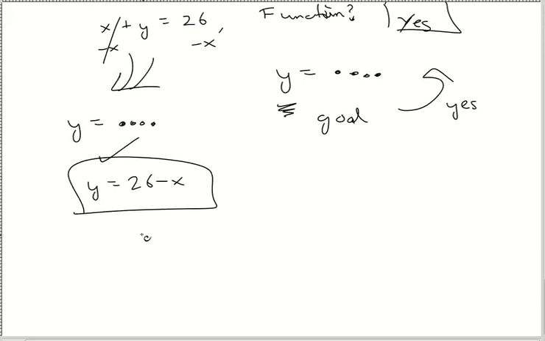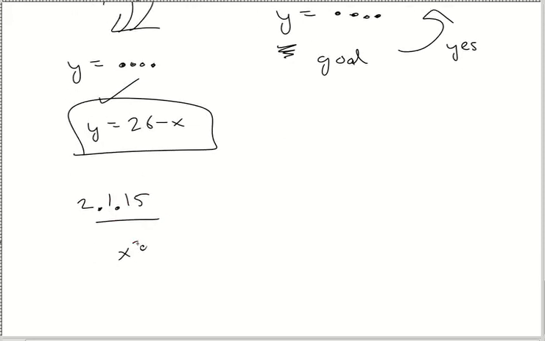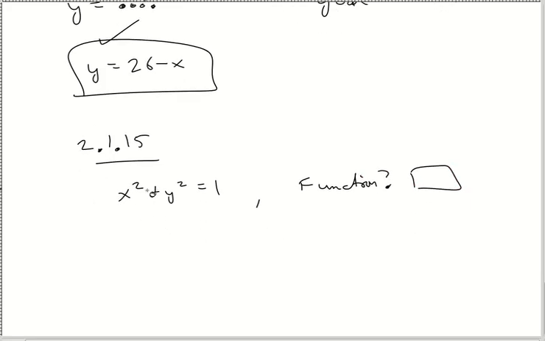Turn the page to 115. I've got x squared plus y squared is equal to 1. Is that a function? Now this one's a little different. I want to get y by itself. I want to get y equals whatever. So I'm going to minus x squared on both sides. And I get y squared is equal to 1 minus x squared.